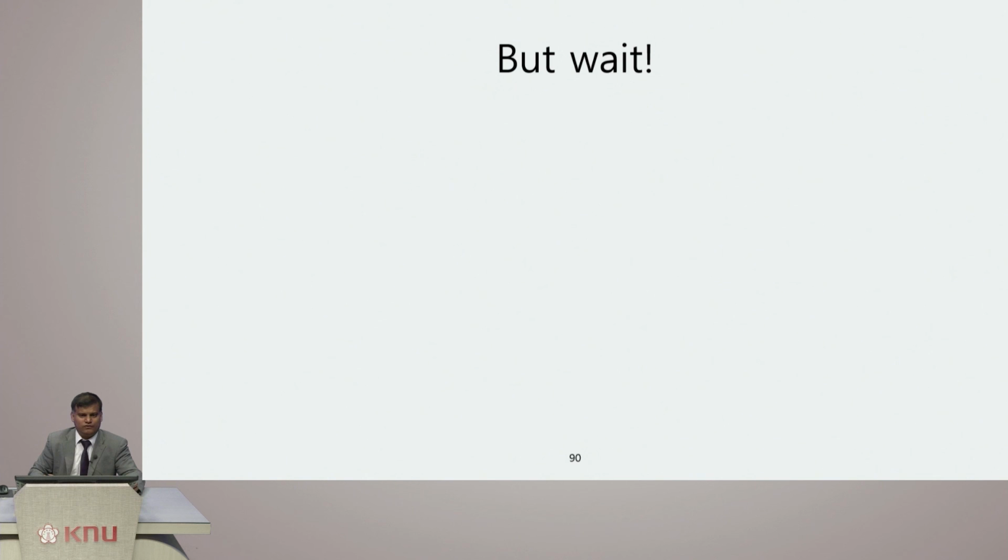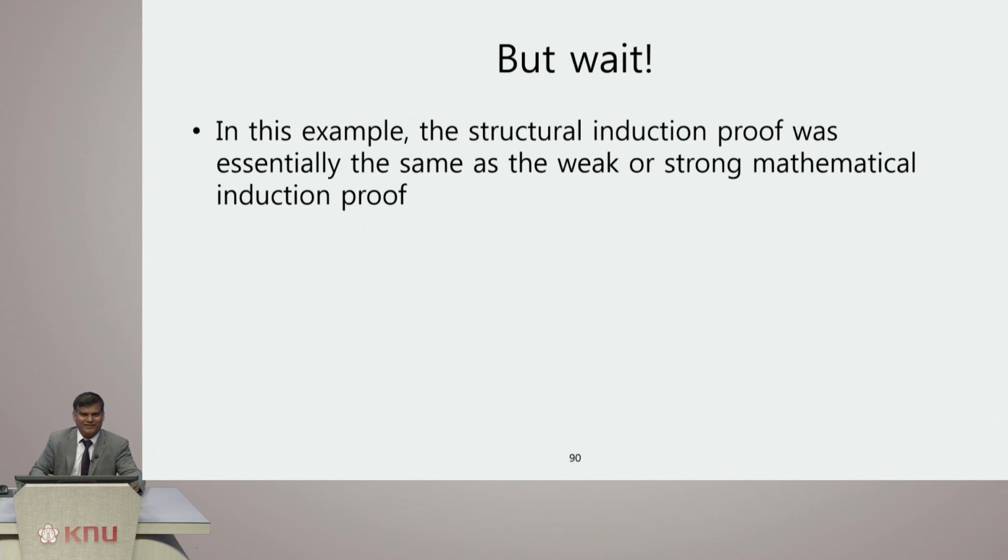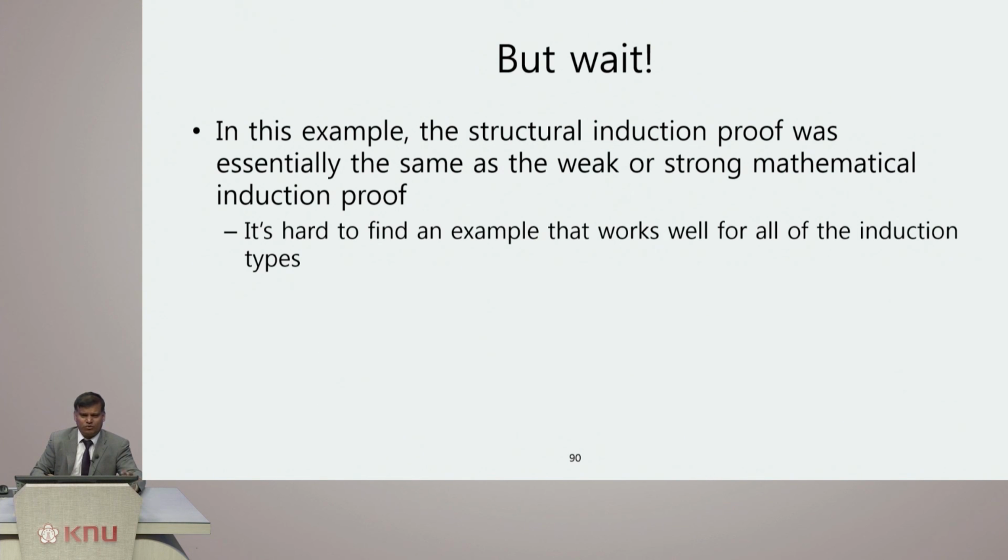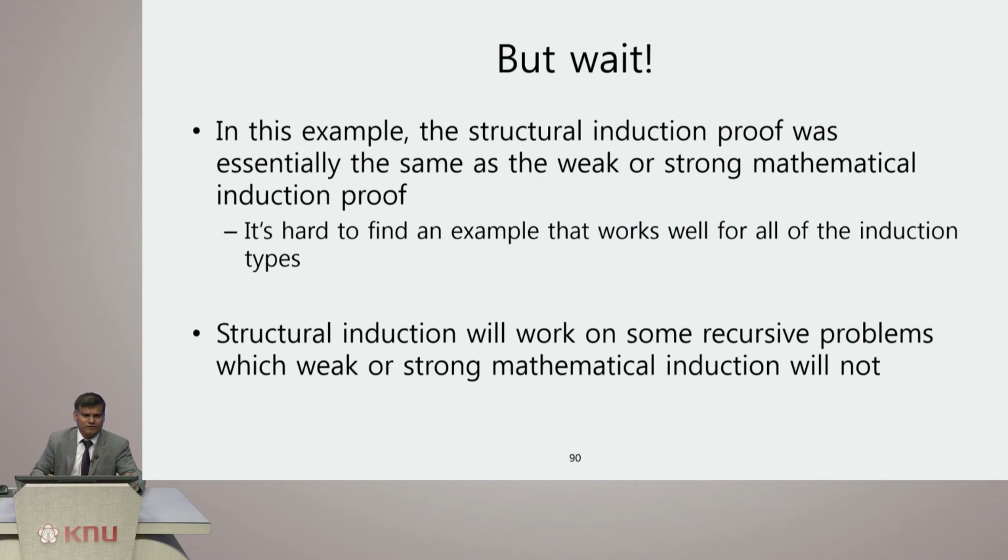Well, now let's go for a thought here. In this example, the structural induction proof was essentially the same as a weak or strong mathematical induction proof. So it's hard to find an example that works well for all induction types. It's not that much easier. But structural induction will work on some recursive problems. So that's one of the advantages, right? Where the weak or strong mathematical induction will not.